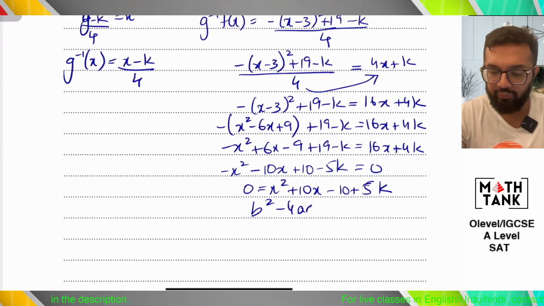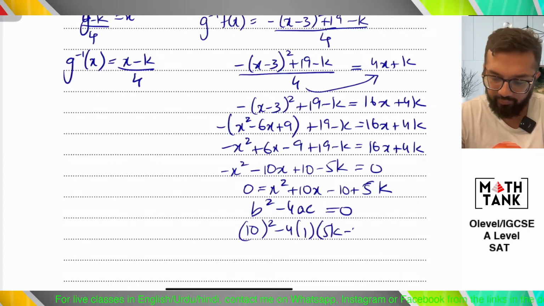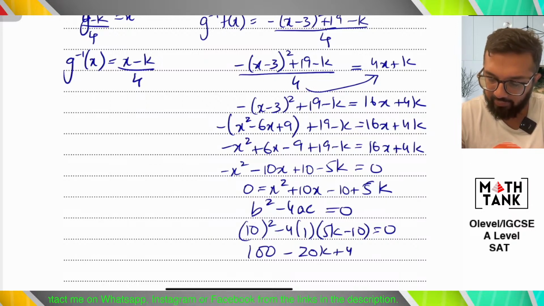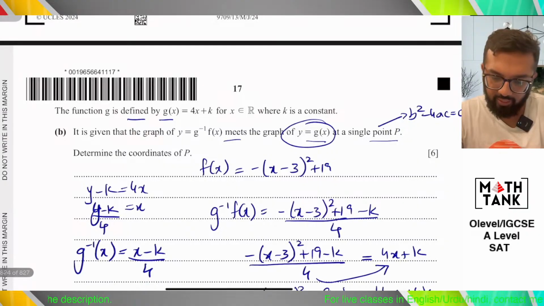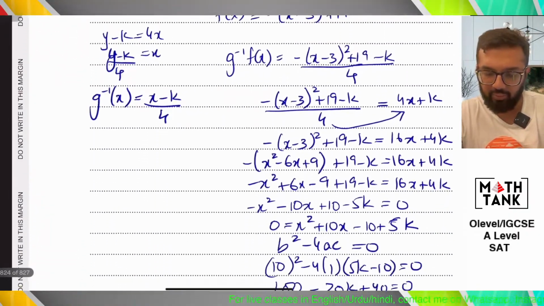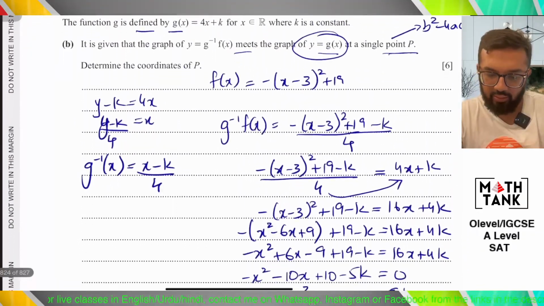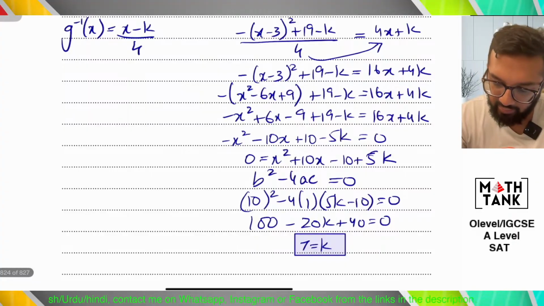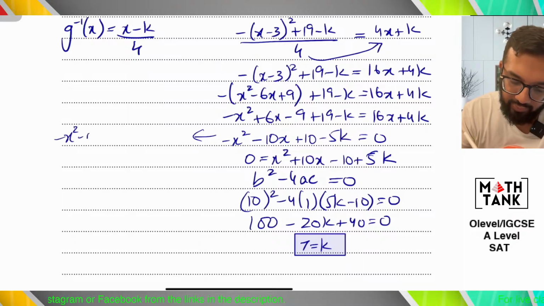b square minus 4ac is 10 square minus 4 times 1 times (100 minus 20k plus 40) equals 0. K equals 7. I want to find out the single point P. So I will have to plug that k back in here. Okay, and then find out the single point P.